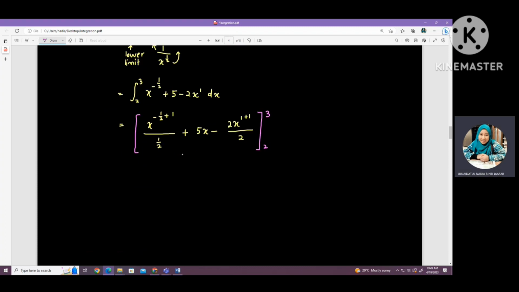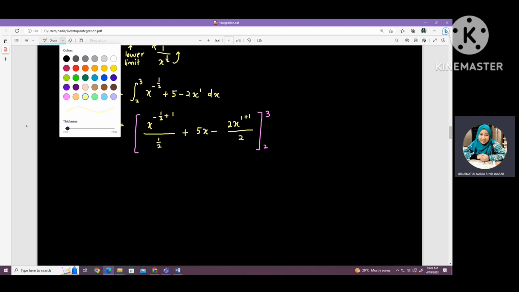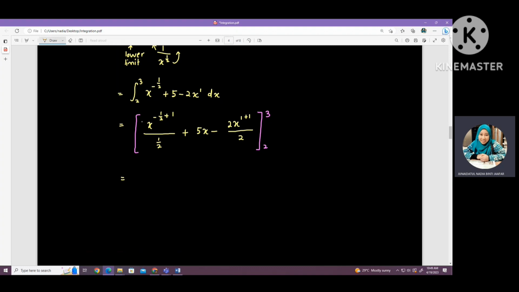Okay, now we simplify the function in the bracket first. So we have 1 in front of x. The coefficient of x here is 1. So 1 divided by 1 over 2, we will get 2x to the power of 1 over 2. And then plus 5x, minus 2 divided by 2 is equal to 1, so we have x squared. And then don't forget the limits from 2 to 3.